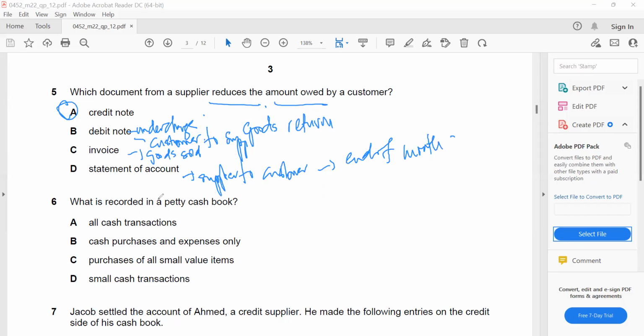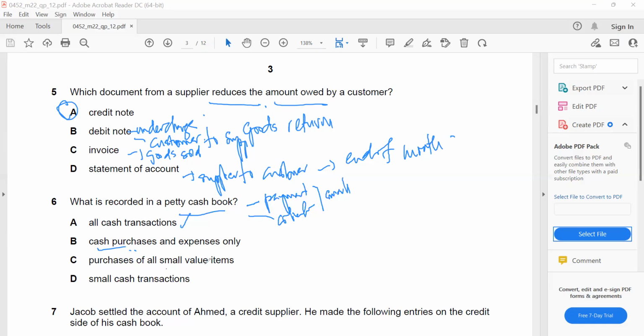What is recorded in the petty cash book? The petty cash book records all the small amounts for the payments and the collections. But these two are the small amounts for the petty cash. So all cash transactions, yes. Cash purchases and expenses only. So this one is cash purchases and expenses. If the amount is big, then we will not. So this one, cash purchases and expenses, we should have all in and out also.